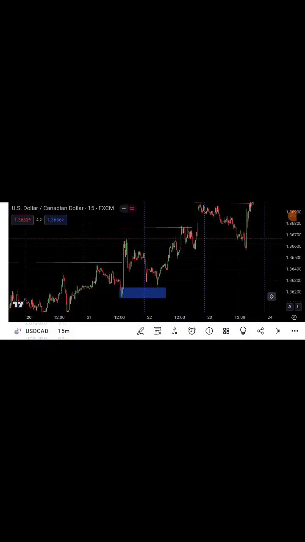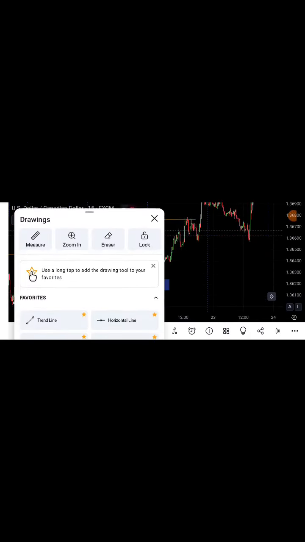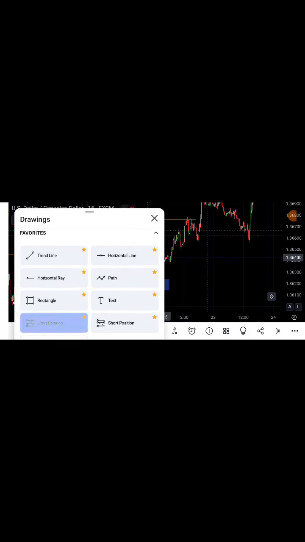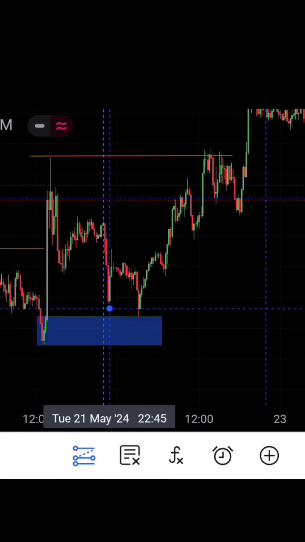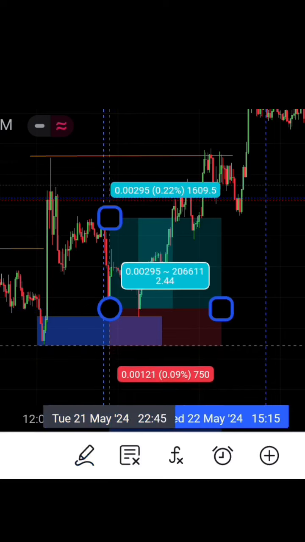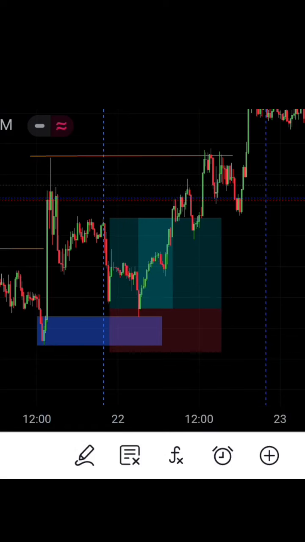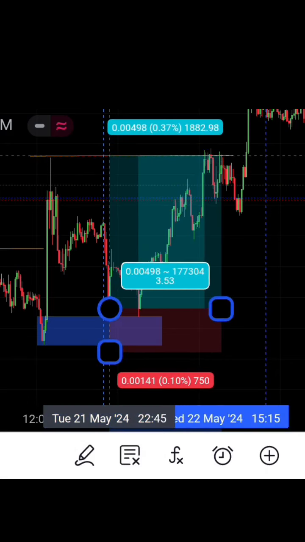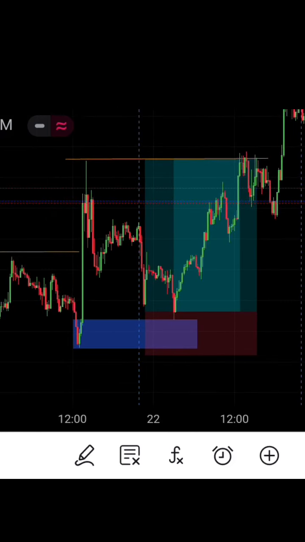When we saw this on Thursday, we came here and put our entry. This was where our entry was, and this was our stop loss. We have 2 pips below the low, and we have our TP at this next liquidity zone. So this was what we did on Thursday, and as you can see, the market just came and took us in, and after that rallied to hit our TP.